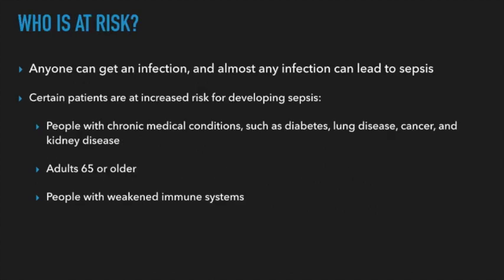So who is at risk? Like I said earlier, anyone can get an infection, and almost any infection can lead to sepsis. There are certain patients that are at increased risk over others for developing sepsis, and we see a lot of these people: people with chronic medical conditions such as diabetes, lung disease, cancer, kidney disease. It's especially increased risk for patients 65 or older, or patients with a weakened immune system.